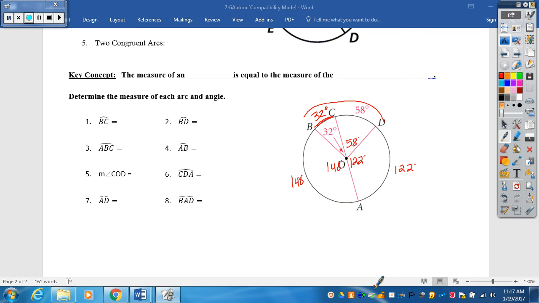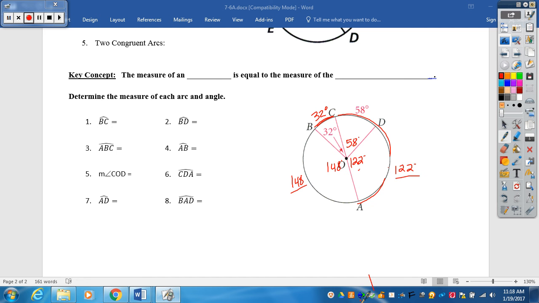Arc ABC, if we start here, go all the way to there, well, you know what that looks like. That's a semicircle. That's 180 degrees. Okay. If we look at arc AB, we've already found that one. There's your 148 degrees. Angle COD, again, knowing that they're equivalent, 58 degrees. Arc CDA, well, there again, it looks like a semicircle, straight line across, diameter, 180 degrees. Arc AD, well, we've already got that because that's equal to the interior angle here.